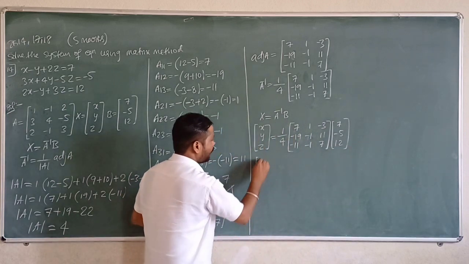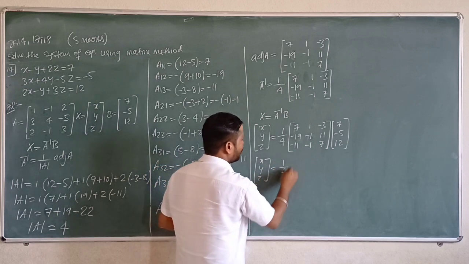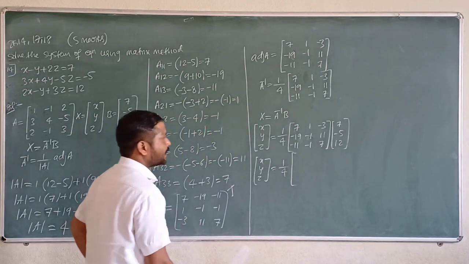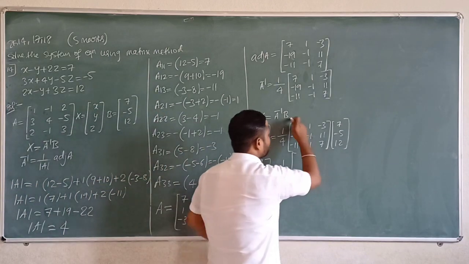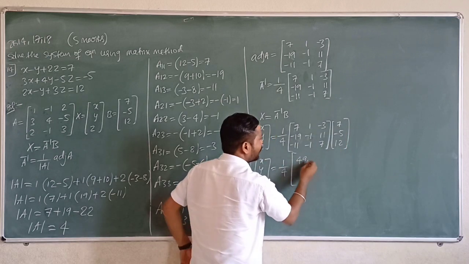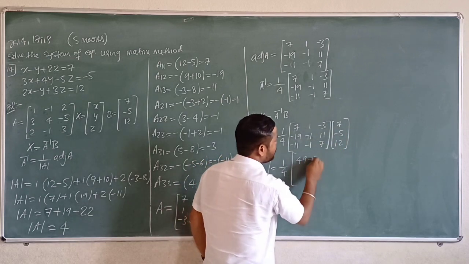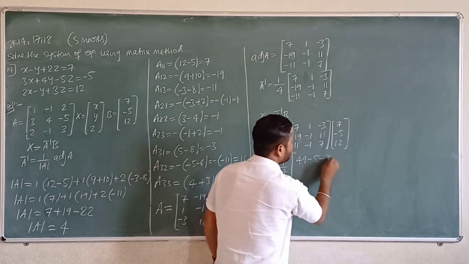Then x y z keep as it is equals to 1 divided by 4 into now, right. Now multiply first row first column, then what is the answer? First row first column, 7 7s are 49, okay, next plus into minus 1 5s is 5, minus into plus minus 3 12s is 36 now.